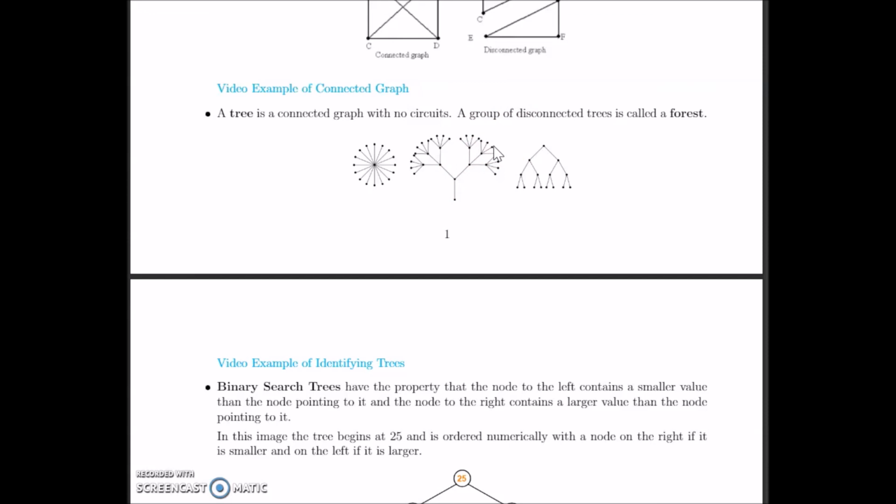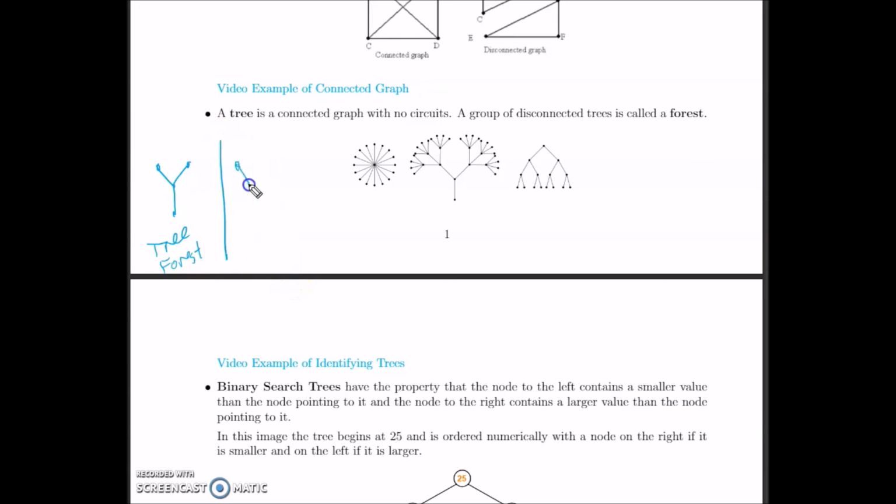And a group of disconnected trees is called a forest. So, for example, if I just draw this graph, that's a tree. It's also a forest because it's a group of disconnected trees. It's a group of 1.